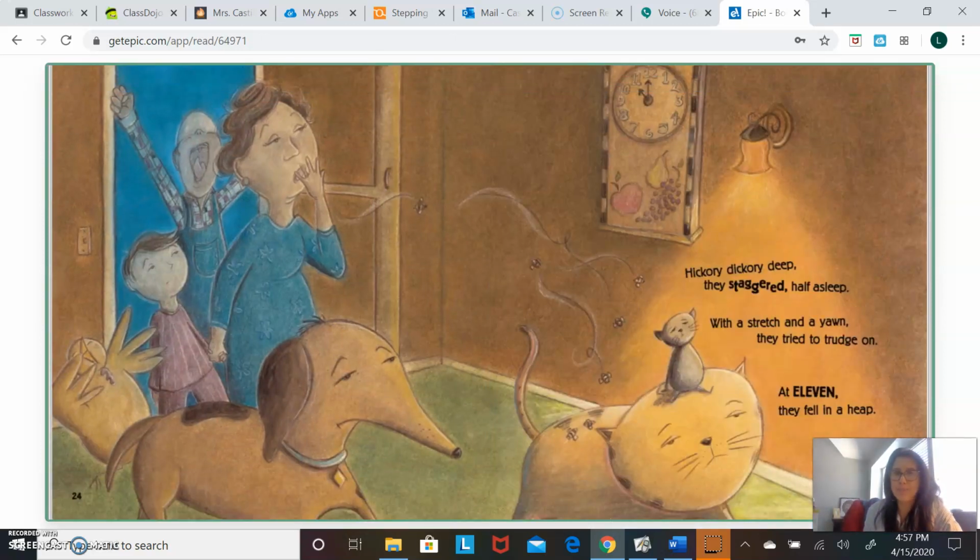Hickory dickory deep, they staggered half asleep. With a stretch and a yawn, they tried to trudge on. At 11, they fell in a heap.